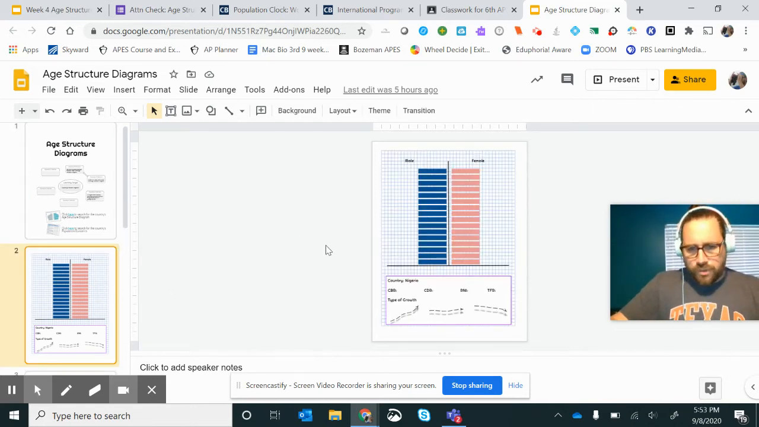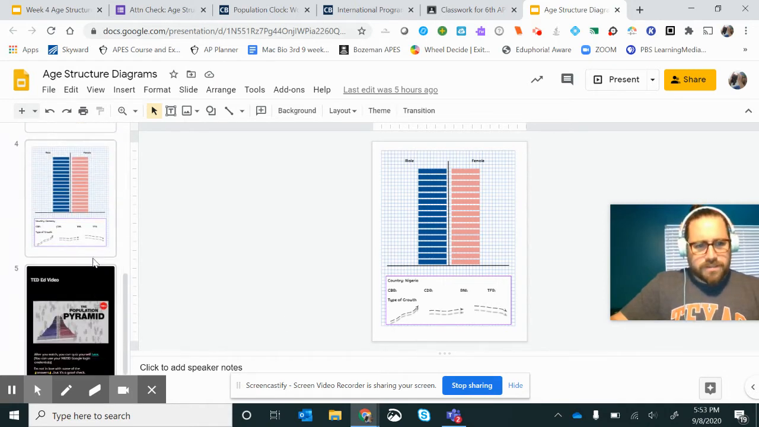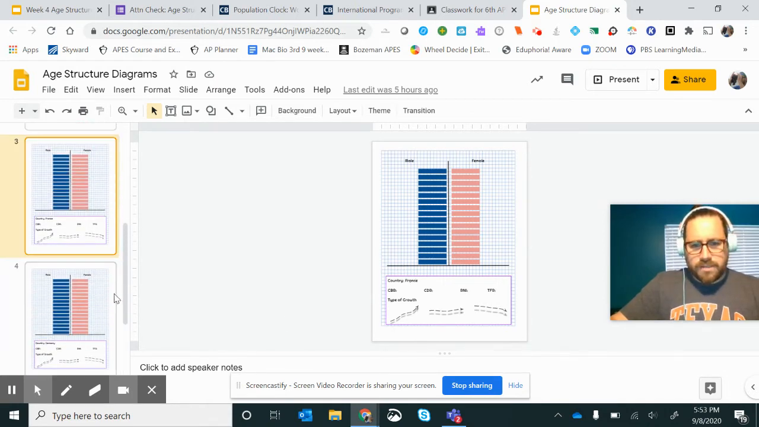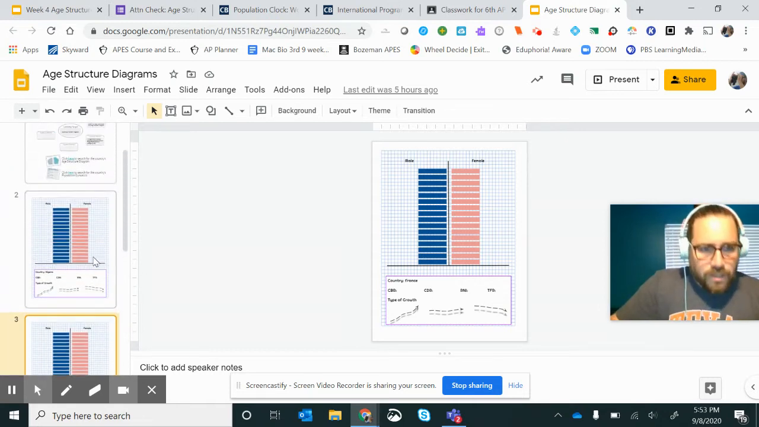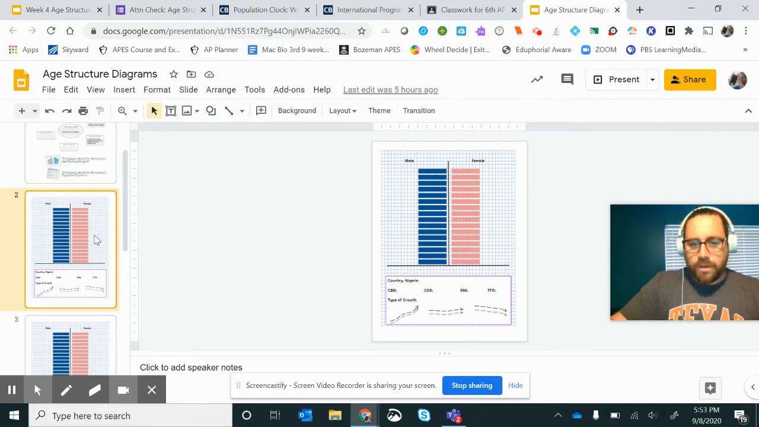So the first country you're going to research is Nigeria. The second one you're going to research is countries that are France-like, and then countries like Germany and countries that are Germany-like. I chose these countries on purpose. They're very representative. So what are you going to do?